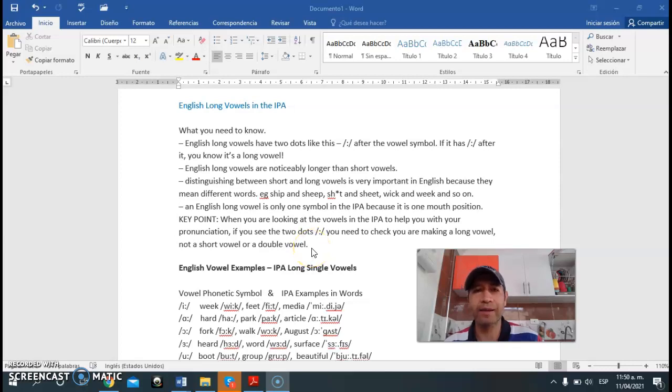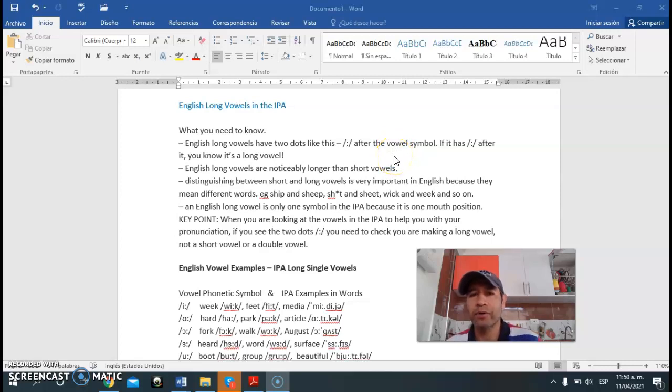English long vowels in the IPA. What do you need to know? English long vowels have two dots like this. After the vowel, if you see this symbol after it, you know it's a long vowel. English long vowels are not noticeably longer than short vowels.